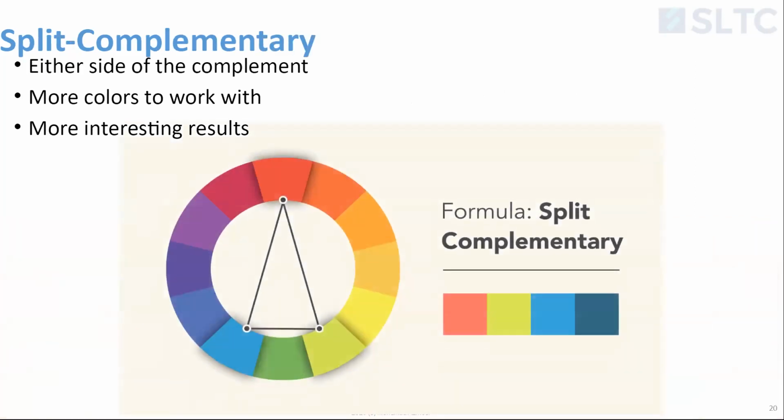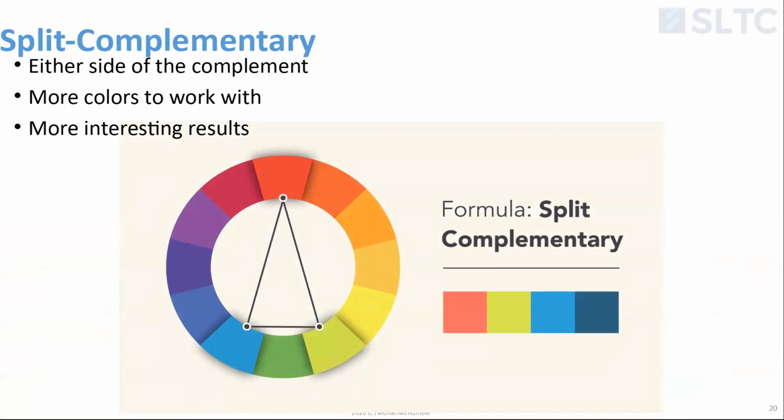Next one is called the split complementary. Now here we take a triangle. It's a short triangle. We skip the one right opposite the color, but we pick the next two colors. This is either side of the complement color. Now you get more colors to work with because there are three, and also very interesting results. If you look at this, you see it's a very interesting color combination, isn't it? Right, so this is called the split complementary.